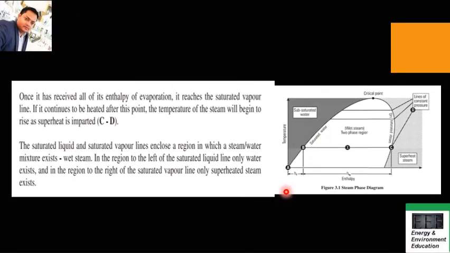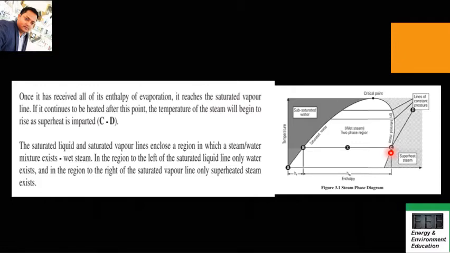So as you saw in the last slide, A to B, the sensible heat was there. B to C is the latent heat. This means here the water is changing into the steam form. Now if you continue to supply more and more heat after the saturation is received here, I mean it already transformed into the steam form, water is now changed to steam form, but still if you are keeping on supplying heat, once it has received all its enthalpy of evaporation, it reaches the saturated vapor line here.